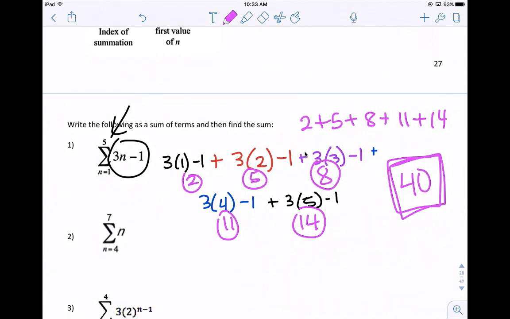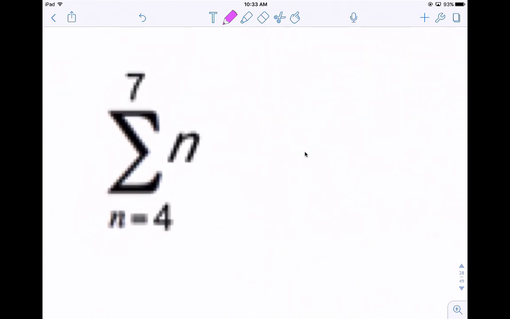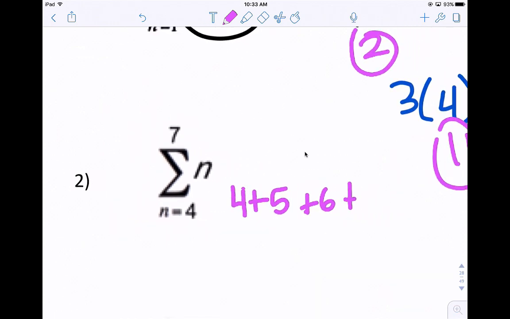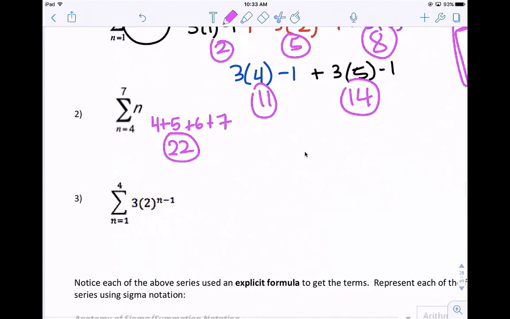Okay, let's try the next one. Add up the 4th term to the 7th term. The rule is just n, the term number. This one's easy. It's just 4 plus 5 plus 6 plus 7. Okay, so we go from the 4th to the 7th term in our list. We add those together, and we will get 22. Let's try the next one.